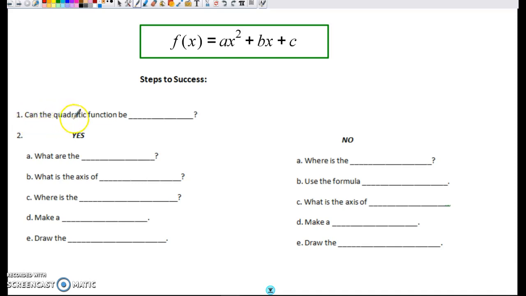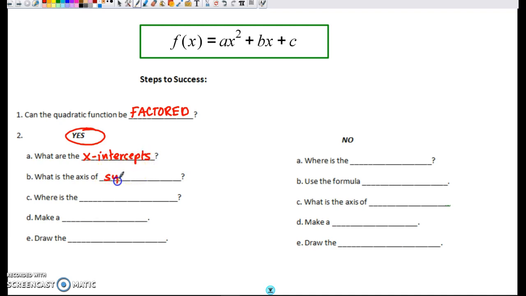First, you need to ask, can the quadratic function be factored? And if it can be factored, if you answer yes to that question, then let's do that. That's the easier way to do that. The first thing, you need to find out what are the x-intercepts. We do that by factoring and setting each factor equal to 0.